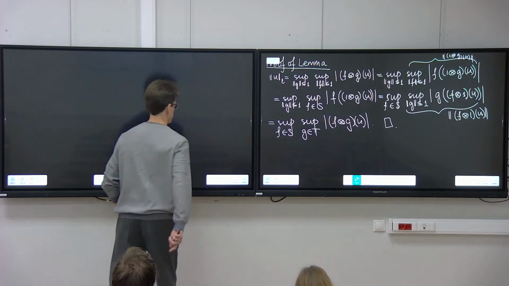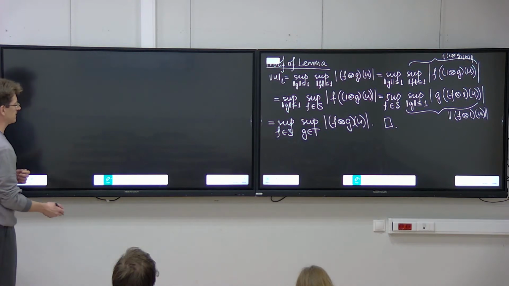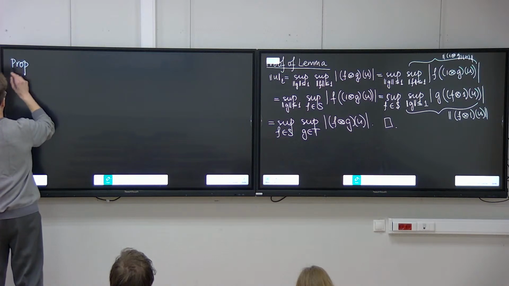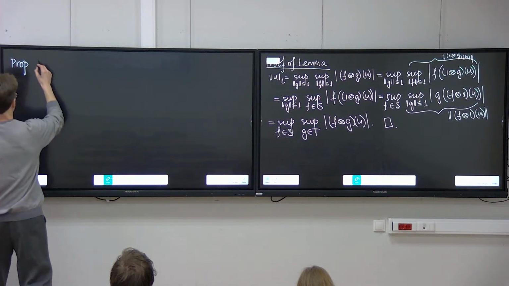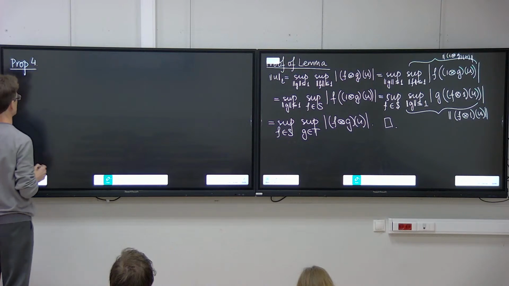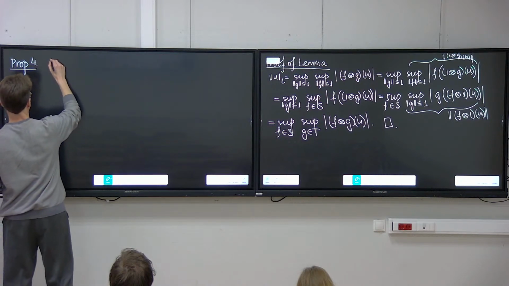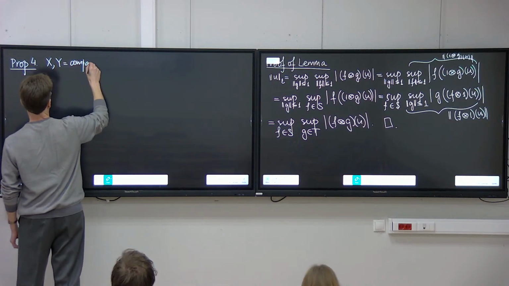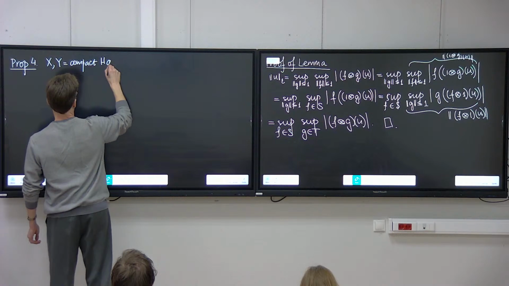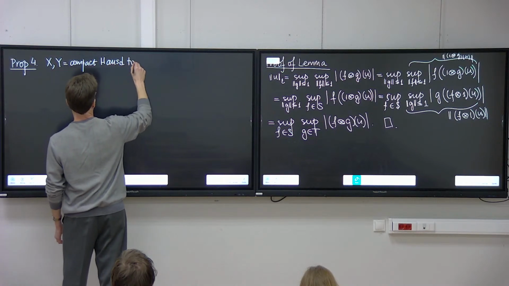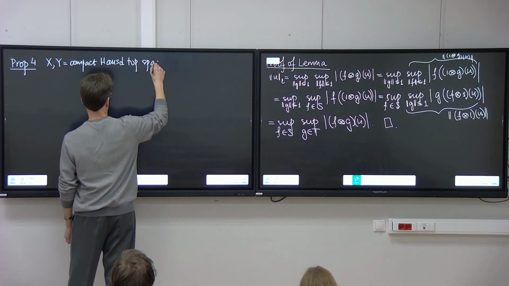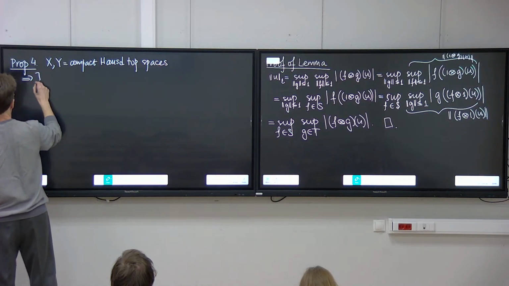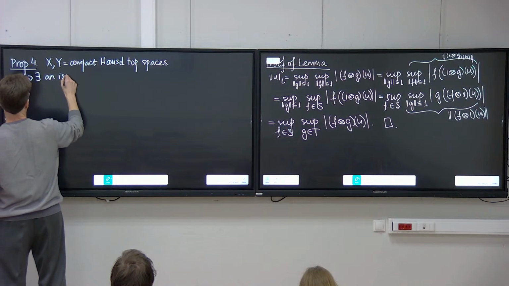Let's now apply our lemma to some concrete cases. Proposition 4. No mistake, Proposition 4. Suppose that we have two compact Hausdorff topological spaces, X and Y. Then there exists an isometric isomorphism.